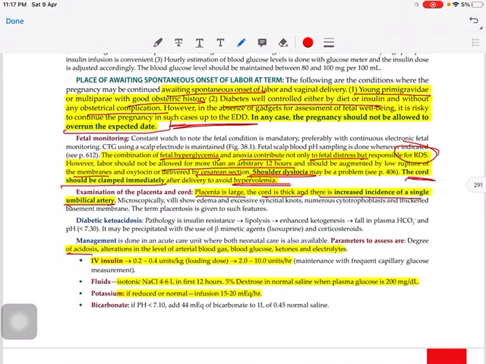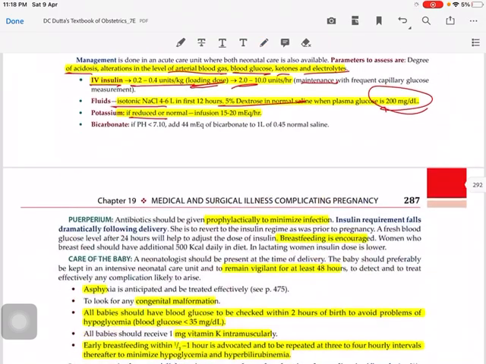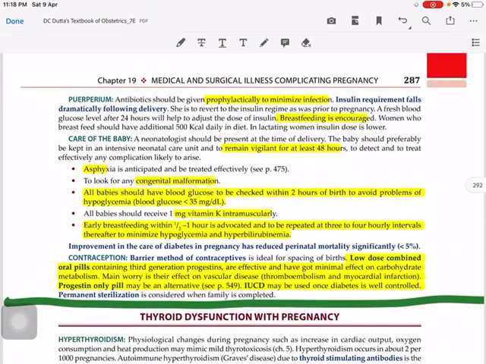Management of acidosis. Degree of acidosis should be assessed. Arterial blood gas should be assessed, along with blood glucose, ketones, and electrolytes. Insulin 0.2 to 0.4 units per kg as a loading dose, then 2 to 10 units per hour as a maintenance dose. Isotonic NaCl 4 to 6 liters in the first 12 hours, and 5% dextrose in normal saline when plasma glucose is controlled to 200 milligram per deciliter. Then potassium, only when required, and bicarbonate also when there is acidosis.